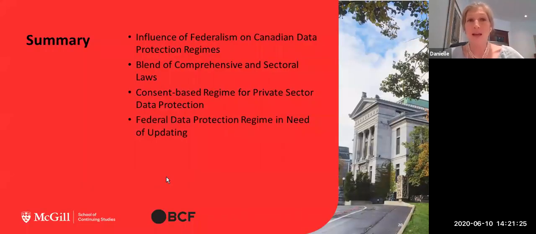So just to summarize, one thing that's important to remember is the influence of federalism on the Canadian data protection regime, which means that we have data protection regimes both at the federal and at the provincial levels, and in some instances we even have sectoral regimes. So Canada is a blend of a comprehensive law like PIPEDA or like the provincial laws dealing with privacy, but also of sectoral laws, most notably in the healthcare sector, banking as well.